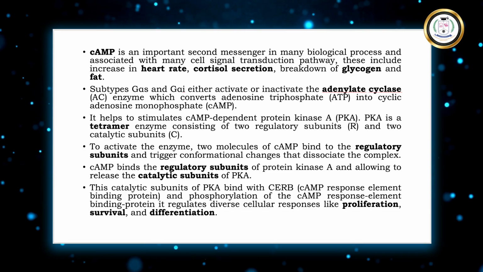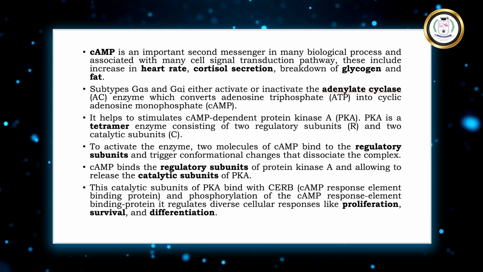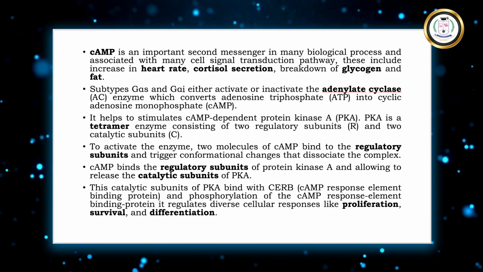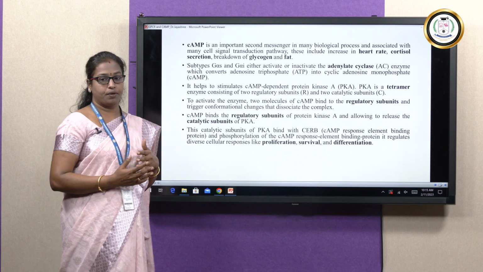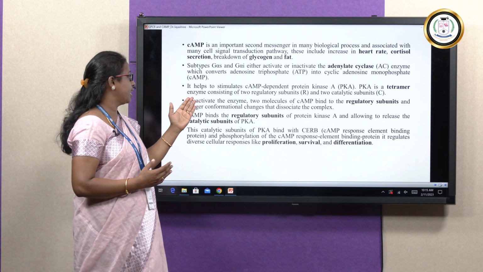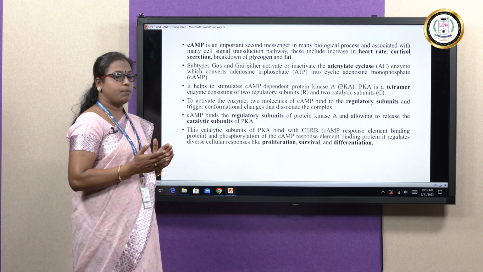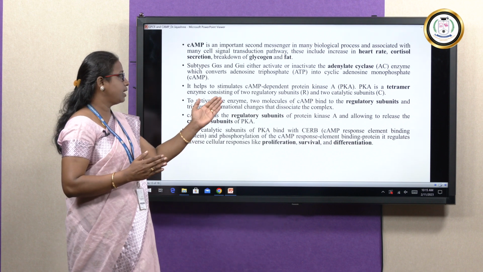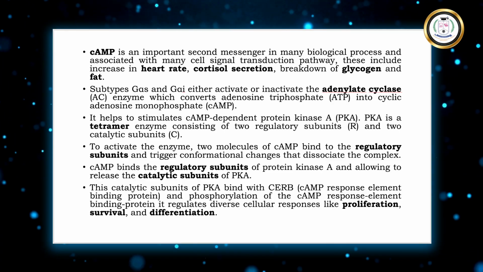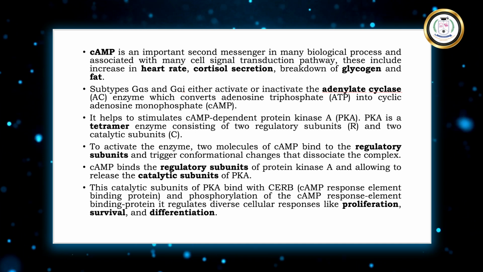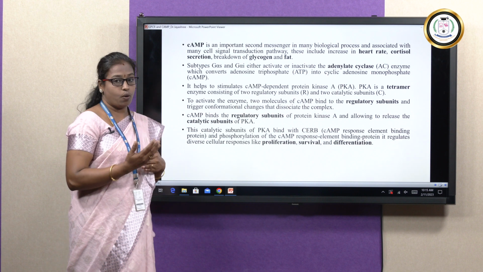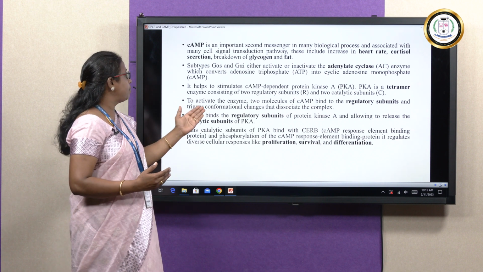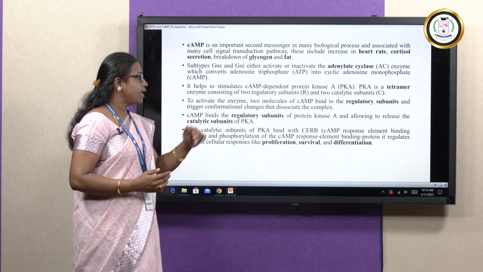which converts adenosine triphosphate. In the previous video we discussed the G protein coupled receptor, and we talked about the alpha subunits Gi and Gs. They either activate or inactivate the adenylyl cyclase, which helps to convert ATP to cyclic adenosine monophosphate. So what is the role of cAMP? It helps to stimulate the cAMP dependent protein kinase A.